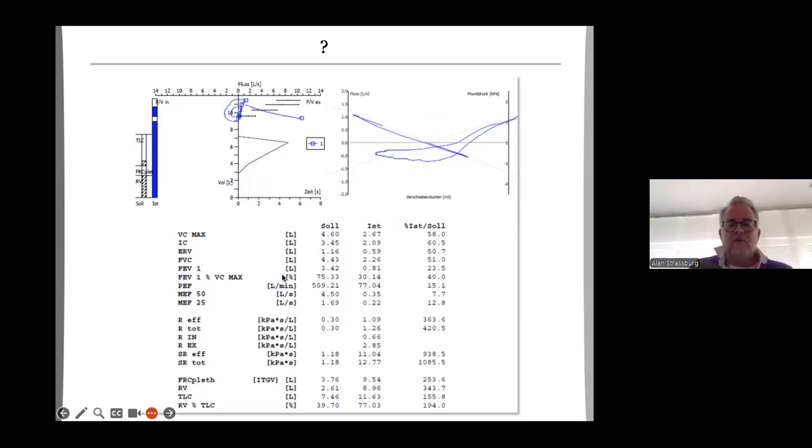Again, start with the Tiffeneau quotient at 30%, a severe obstructive ventilatory disorder with an FEV1 of 23%. The total capacity is normal, but the residual volume is nearly 8 liters, which is really catastrophic. And respectively, the vital capacity is down to 58%. The bigger the residual volume, the higher the volume curve in this graph gets. So if the graph is going up, then you know that the residual volume is high.